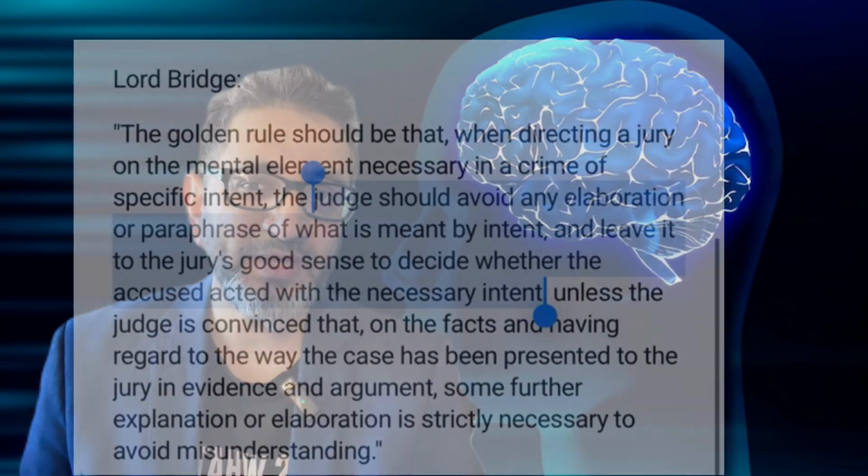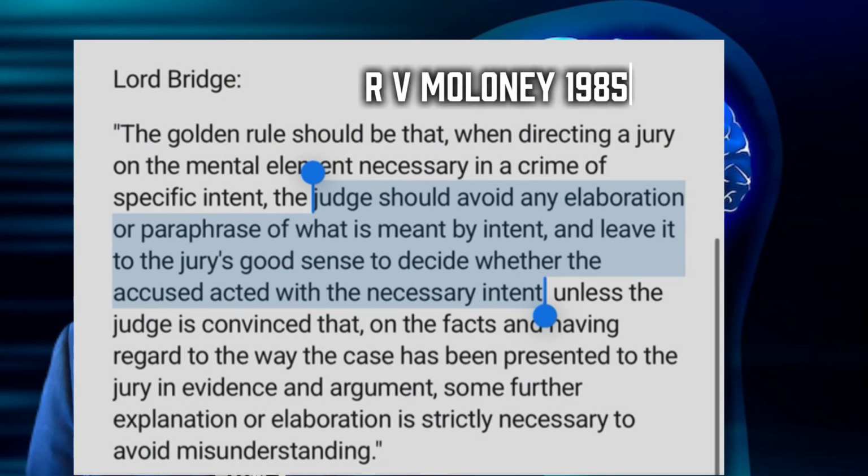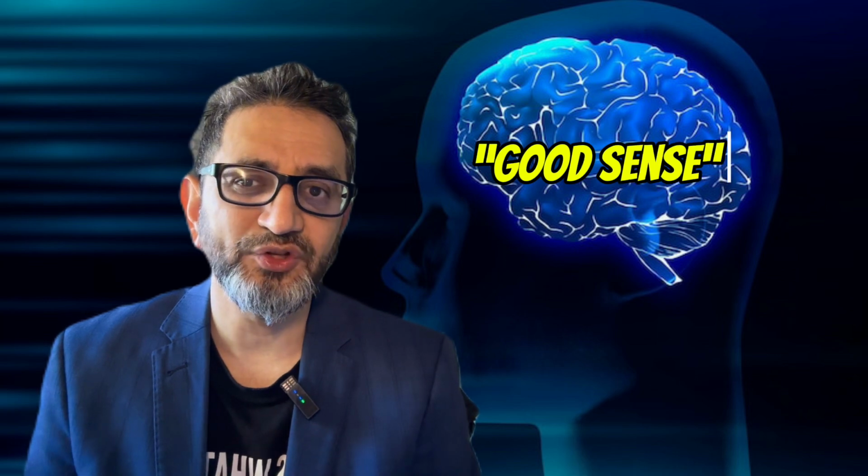Now, this form of intention is clear and unambiguous. Lord Bridge, in the case of R versus Maloney, 1985, stated the judge should avoid any elaboration or paraphrase of what is meant by intent and should leave the matter to the jury's good sense. In practice, this means the judge will simply tell the jury in a murder trial that the defendant must have intended to kill or cause really serious harm to have the necessary guilty mind, and then leave the matter to the good sense of the jury.